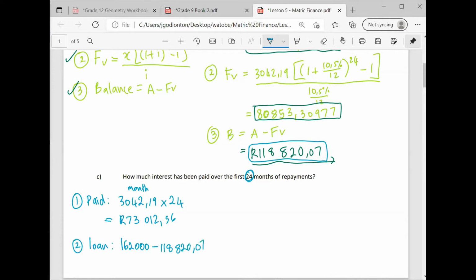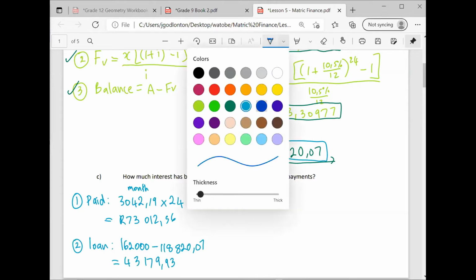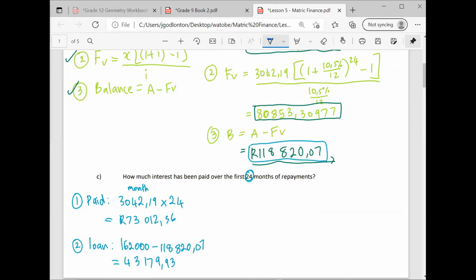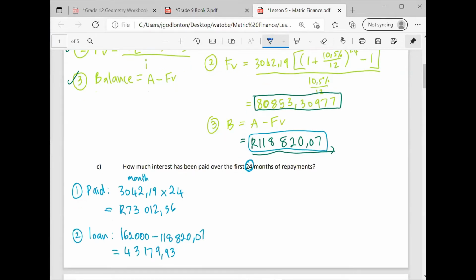118,820 Rand and 7 cents, which means that I have paid off, let me just quickly chuck this into the calculator, 162,000 minus that, 43,179 Rand and 93 cents. Okay, so let's just talk about exactly what these numbers are, because I can feel some of you are like, there's just numbers all over the screen.